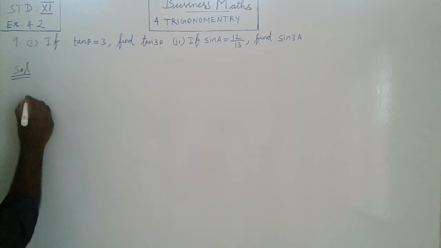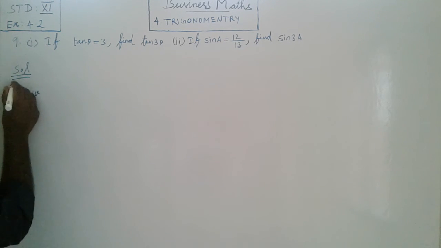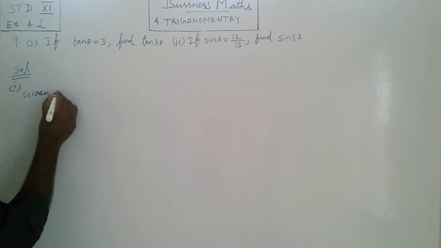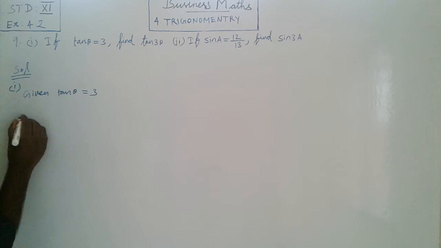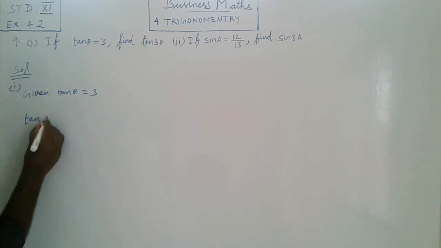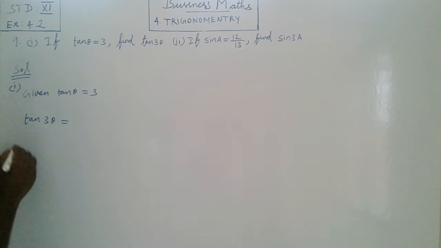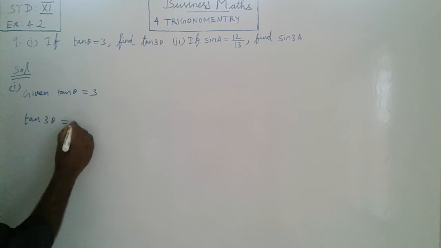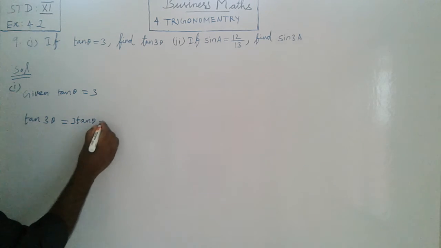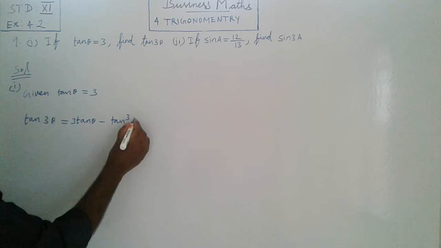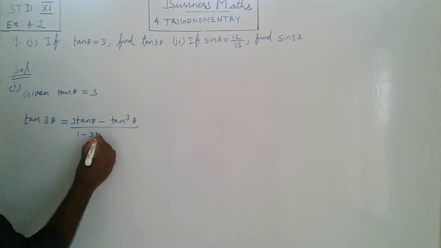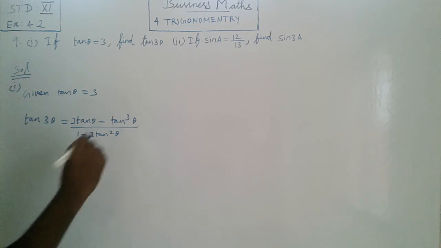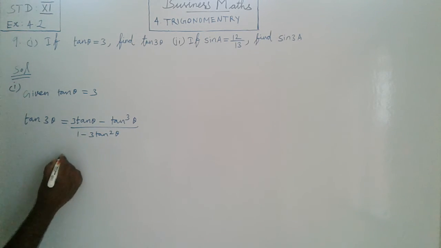The first one: given tan theta equals 3. We should find tan 3 theta. The formula is tan 3 theta equals (3 tan theta minus tan cube theta) divided by (1 minus 3 tan square theta). So we should substitute this value here.